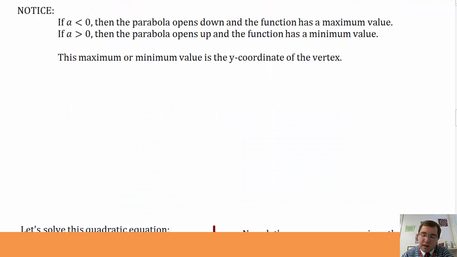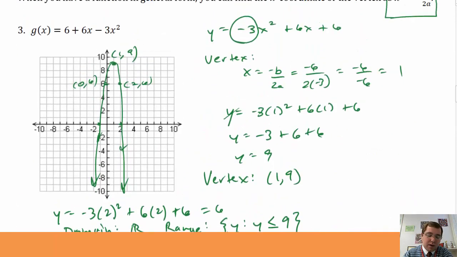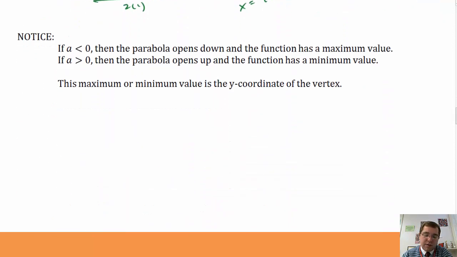Notice that if a is negative, if a is less than 0, then the parabola opens down, just like that one did, and the function has a maximum value. It has a highest value. That maximum value is 9. The function will go no higher than 9, because that's where the vertex is.